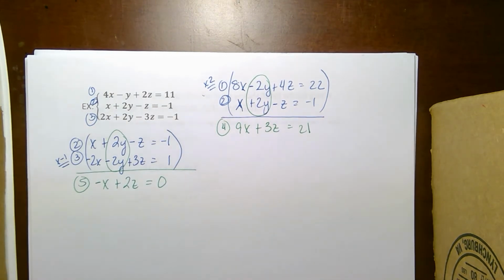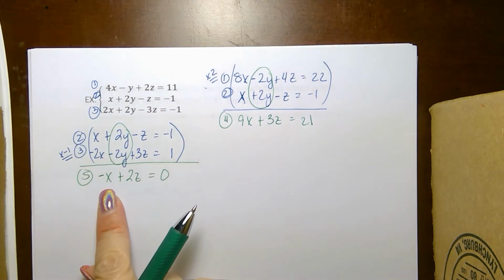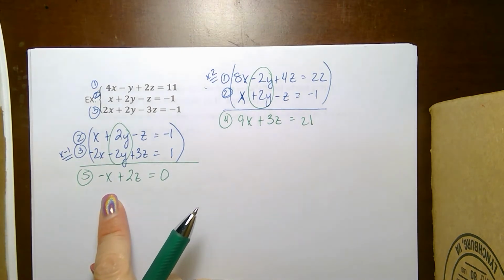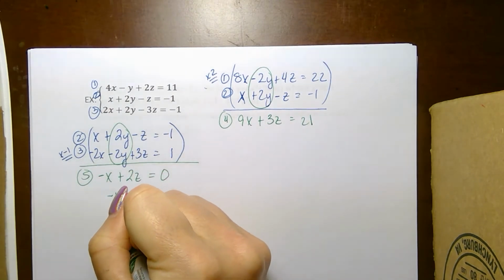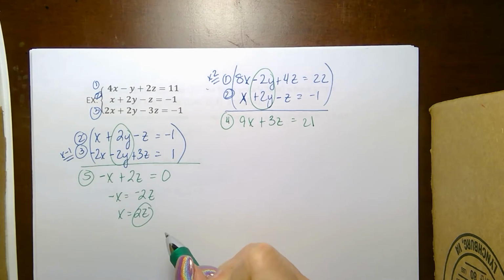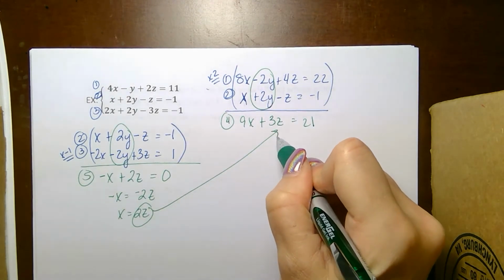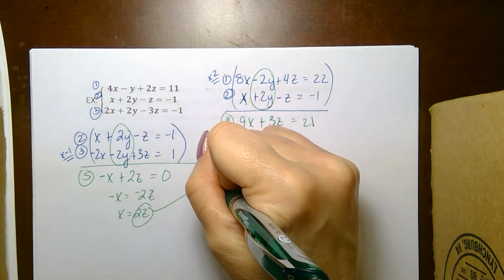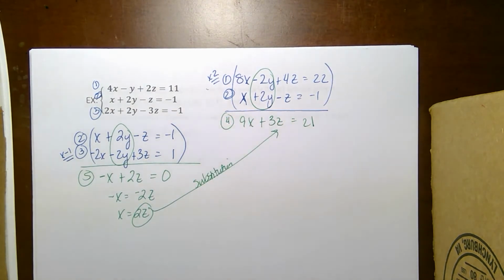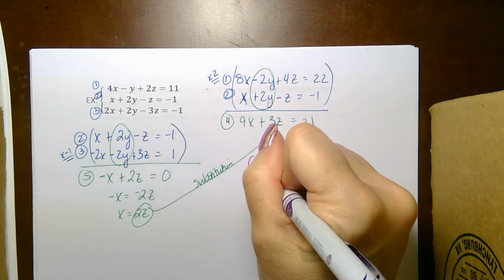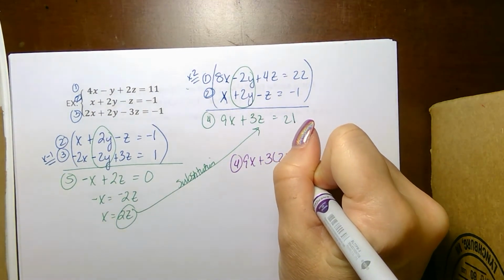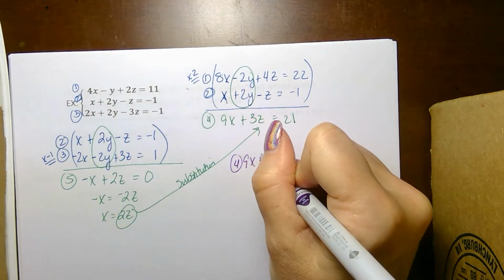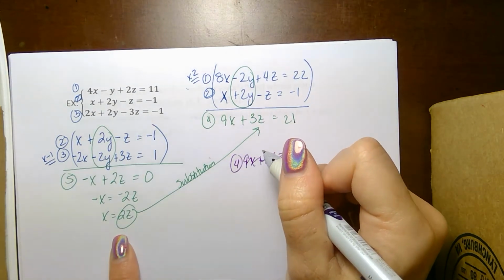So equations 4 and 5, this is a really good opportunity to use substitution because I can solve this for x pretty easily. I can say that negative x equals negative 2z, so x equals positive 2z, and I can plug that in over here and use substitution. So equation 4 becomes 9x plus 3 times 2, oh no, I've set it up the wrong way. Let me do this again. I'm plugging in for x.